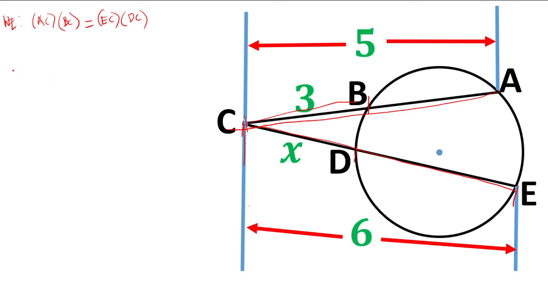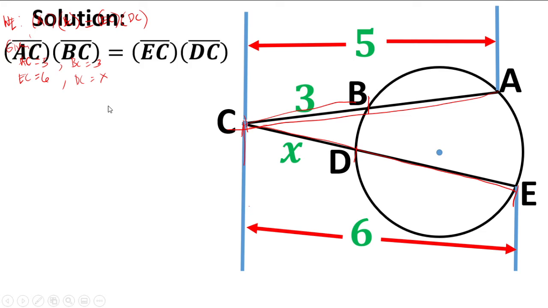Okay? Next, given naman tayo. Given naman natin si AC, AC ay 5, tapos si BC ay 3. Next, si EC ay 6, tapos si DC ay X. Okay? And then after that, substitute nyo na yung values. AC is 5, BC is 3. Okay? EC is 6, and DC is X.